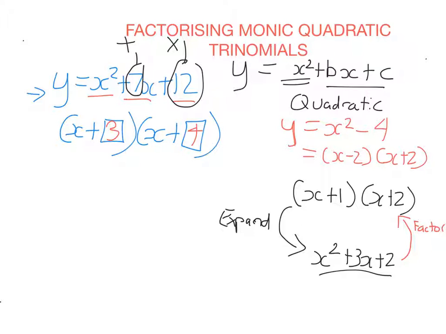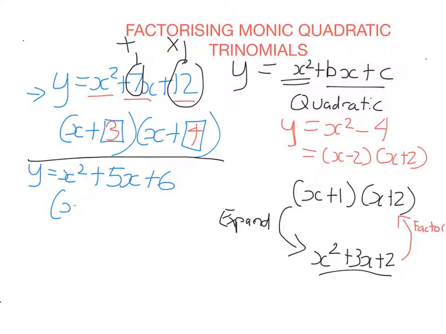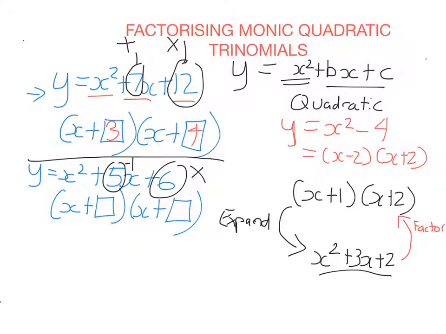So let's do another example. So let's say I have y equals x squared plus 5x plus 6. Okay, so again, I know it's going to be x plus something multiplied by x plus something. So I want two numbers again that multiply to give the last number and that add to give the number in front of x. So I go through factors of 6 and I see 2 and 3 fits. Okay, so let's say I have something like this.